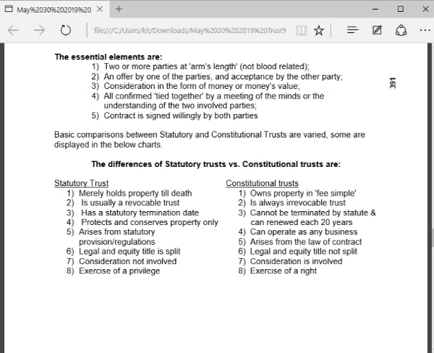The differences of statutory trust versus constitutional trust are: a statutory trust merely holds property till death, is usually a revocable trust, has a statutory termination date, protects and conserves property only, arises from statutory provision/regulations, legal and equity title is split, consolidation is not involved, and 8. Exercise of privilege. A constitutional trust owns property in fee simple, is always an irrevocable trust, cannot be terminated by statute and can be renewed each 20 years, can operate as any business, arises from the law of contract, legal and equity title not split, consolidation is involved, and 8. Exercise of a right.